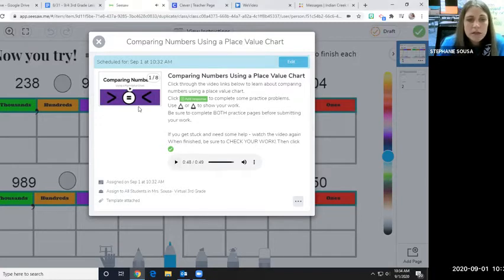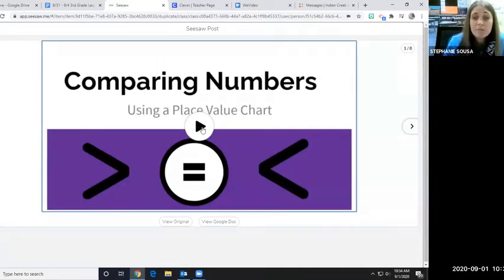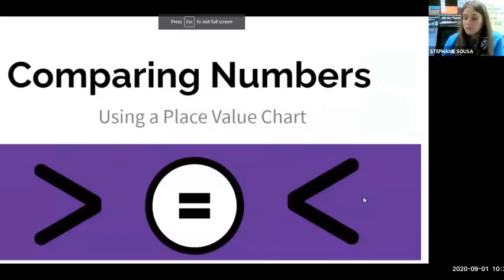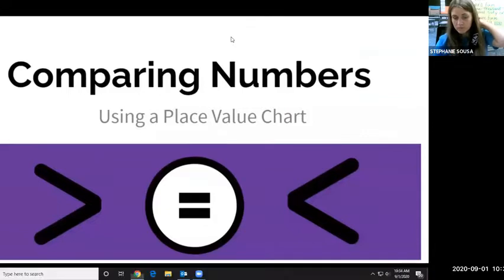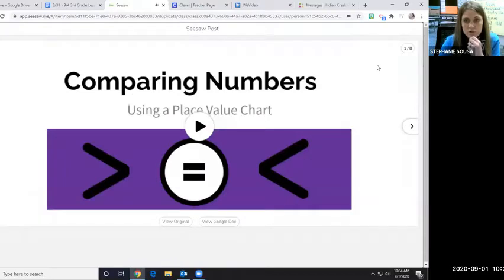All right, so I was told to click through the video links first. Let's go ahead and take a look at our video links. These are going to be the lessons for today. And again, this is another strategy called using a place value chart. Okay, here we go. Today we're going to be learning how to compare numbers using a place value chart. Click on the next slide to get started. All right, can do. If I can get my Zoom controls out of the way. There we go.